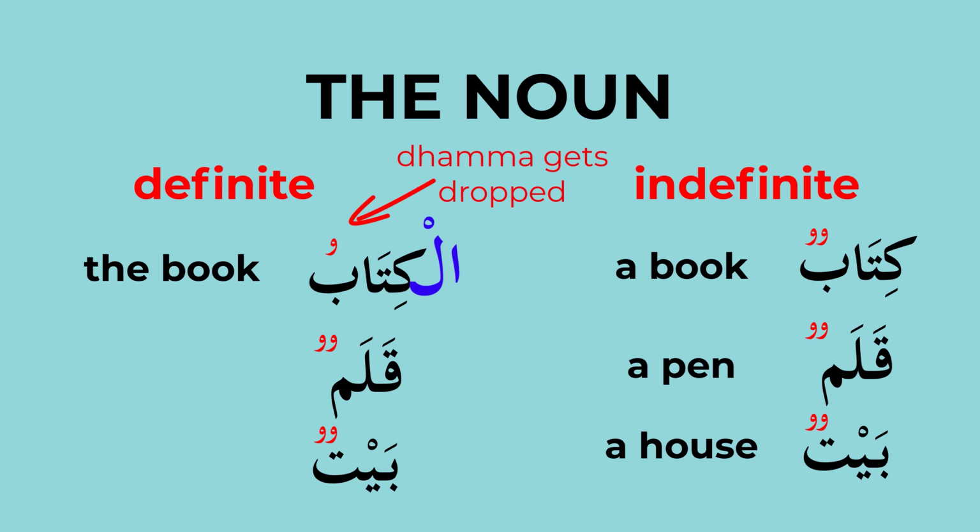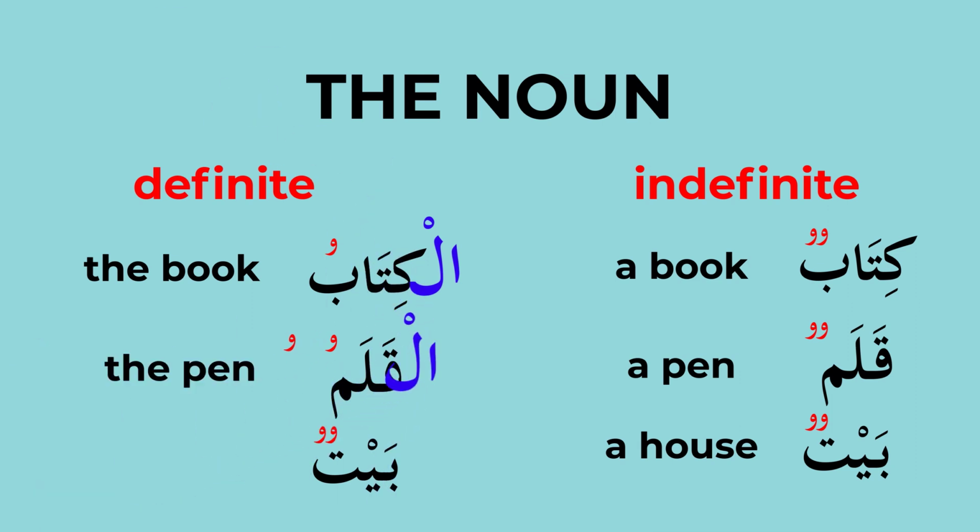Okay, brothers and sisters? Now you see, as soon as I put al, like magic, one vowel sign got dropped. Instead of bun, it became bu. Got the idea? Now, if I say kalamun, a pen, and I want to say the pen, what will I do? Al-kalamu. But these are the basics.